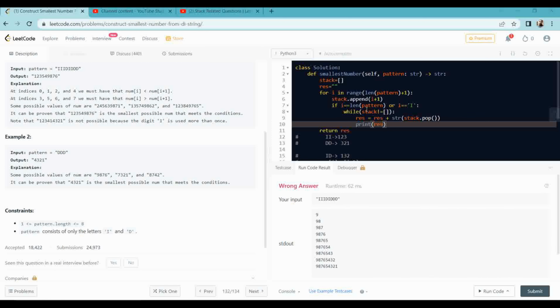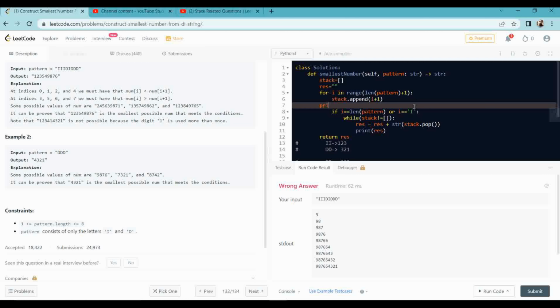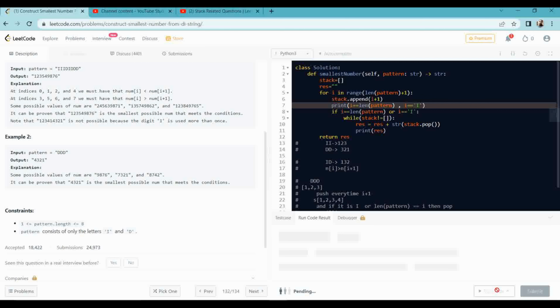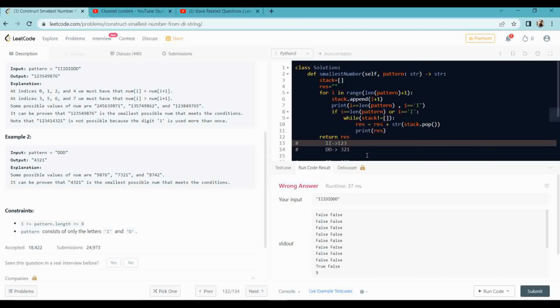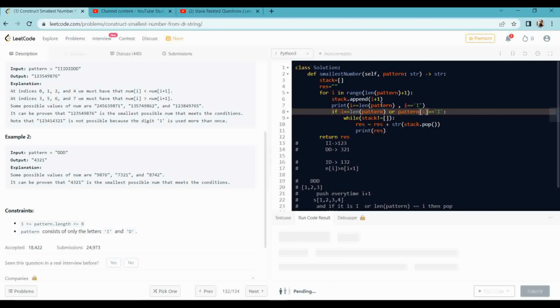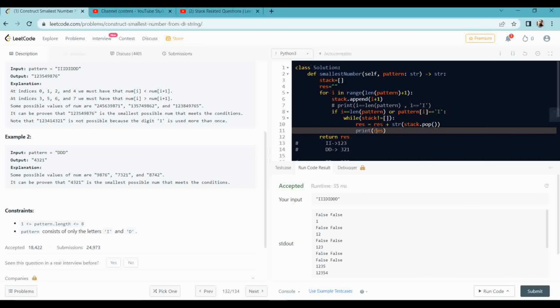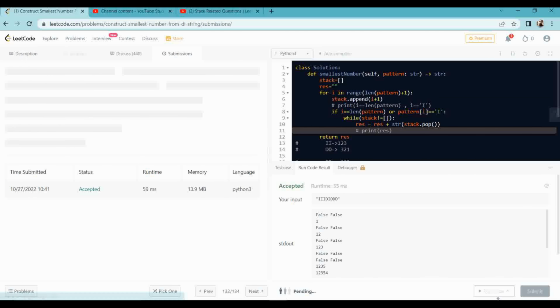So it is false and false, and still it is I, but it is giving me false. So what have I done wrong here? It will be the pattern, not the pattern of I, because here I'm comparing the index, but we need to compare the value. So it has been done, let's try to submit.